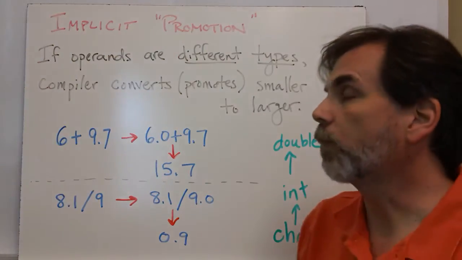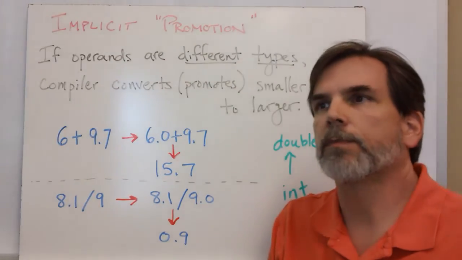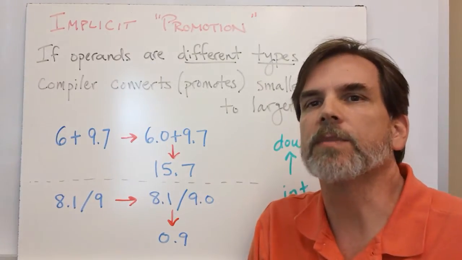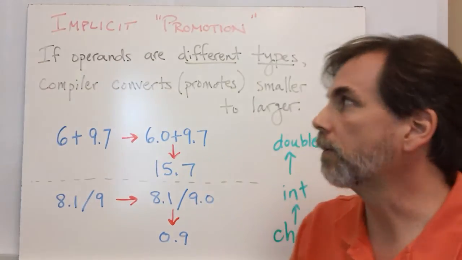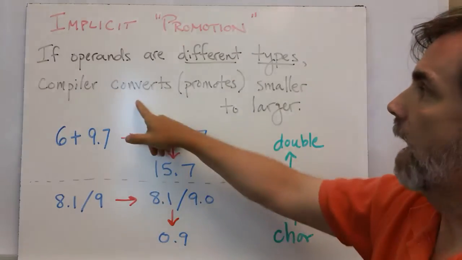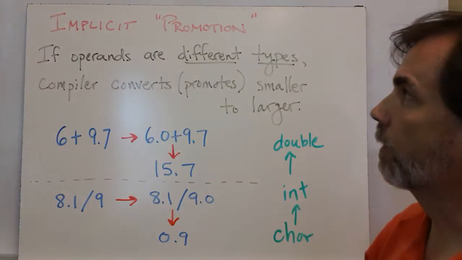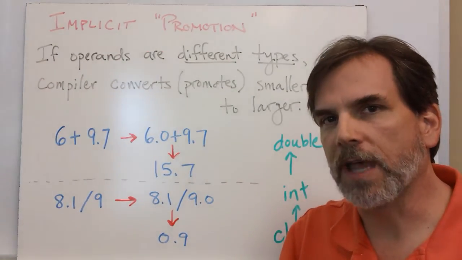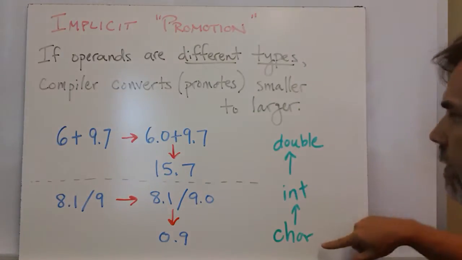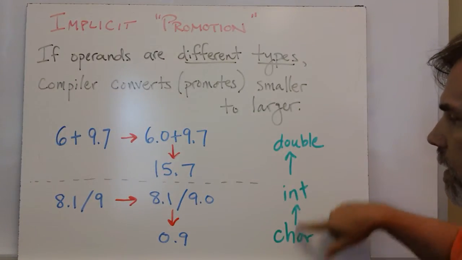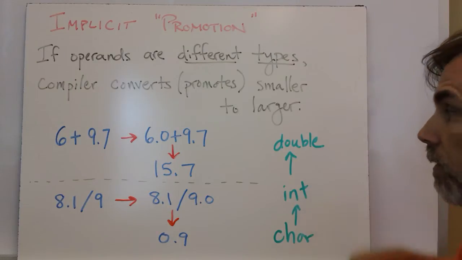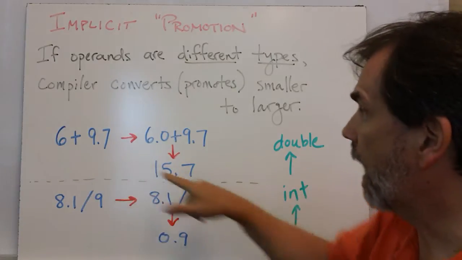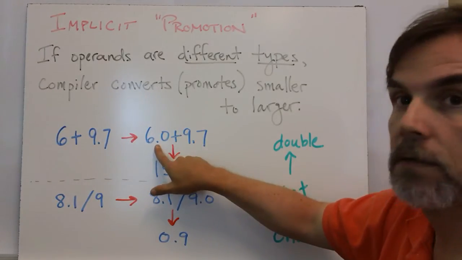Now what happens when we try to perform one of these operations on 2 values that aren't the same type? So we have an integer and a floating point number. Well, the compiler will automatically convert or promote the smaller sized type to the larger sized type. Now remember we talked about types. We showed a picture like this. Char is smaller than int. Int is smaller than double. So if I have an int being added to a double, I will promote the int to a double.